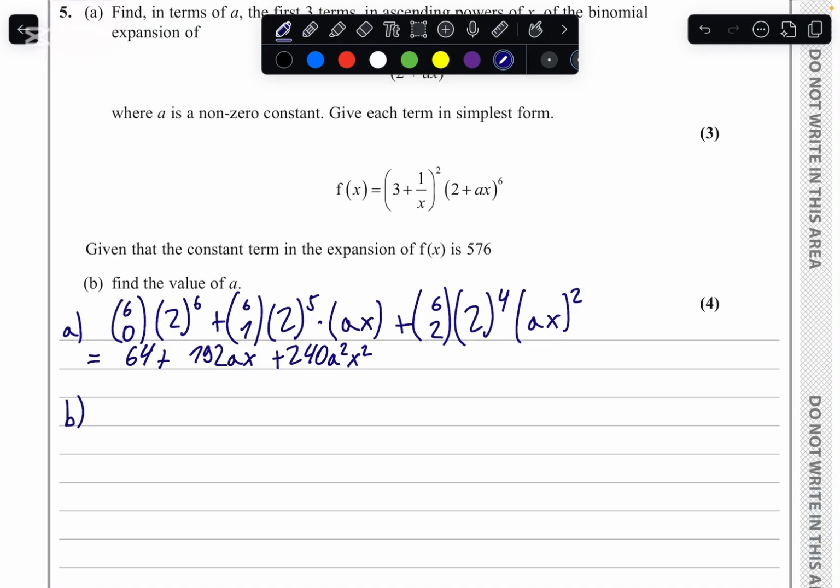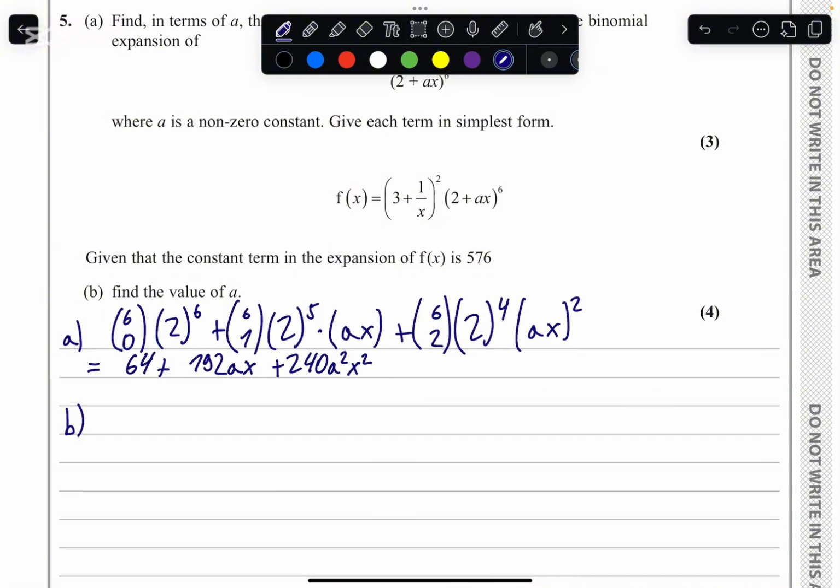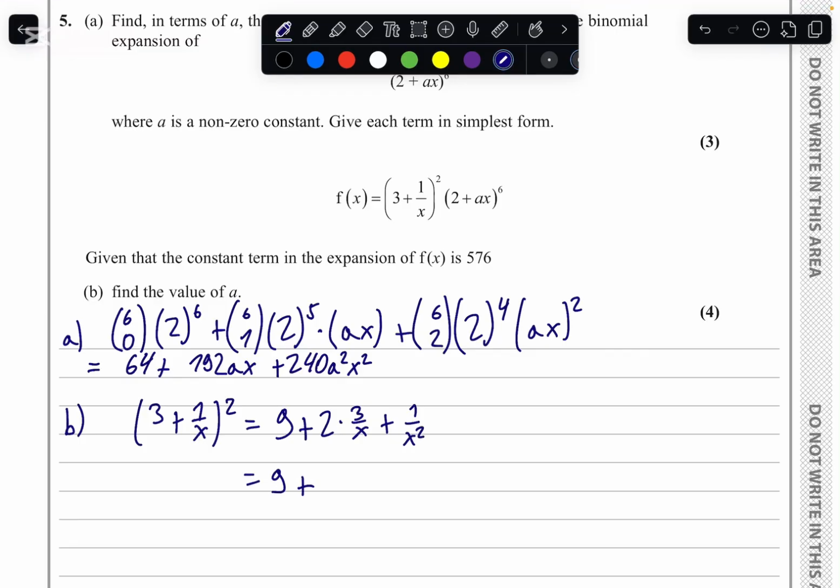So in part B, we need to find the value of a given that the constant term in the expansion of f of x is 576. A constant term means the number without the x next to it. So first off, I'm going to go ahead and find this. So that is 9 plus 2 times 3 over x plus 1 over x squared, which is also 9 plus 6 over x plus 1 over x squared.